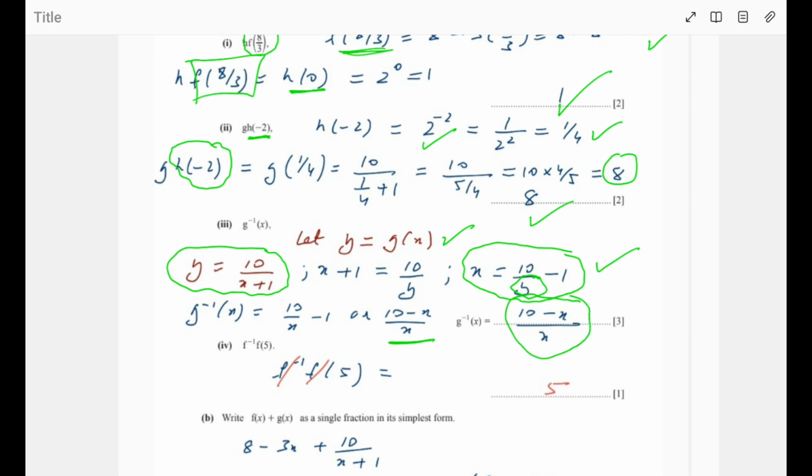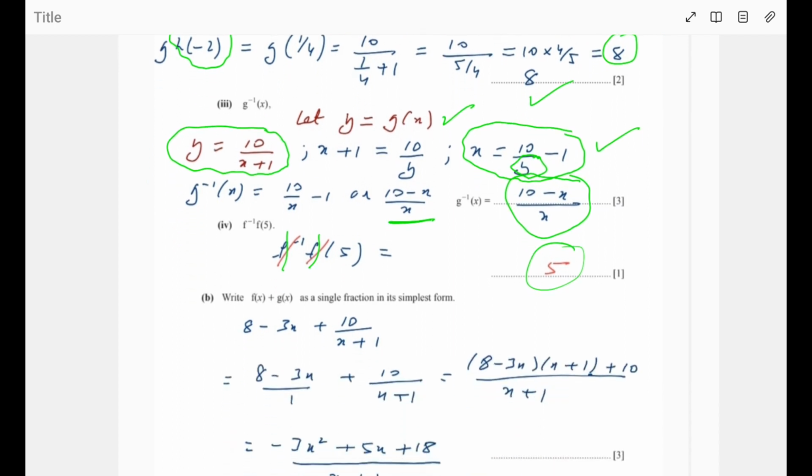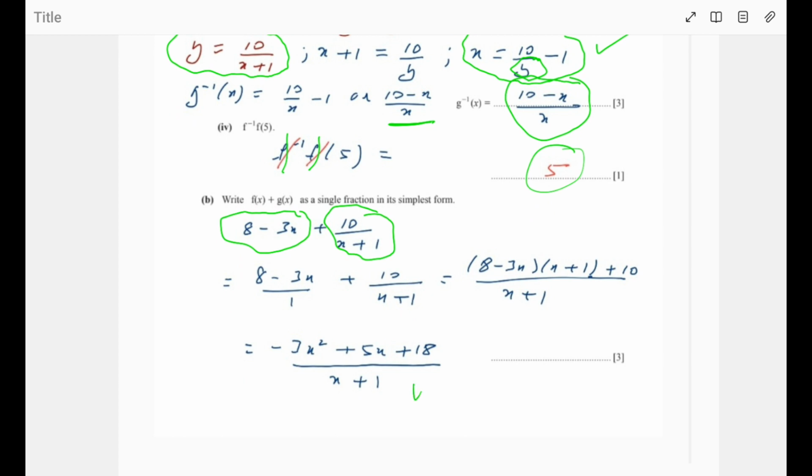In order to find f inverse f(5), f inverse and f both will cancel out and you will get 5. In order to find f(x) plus g(x), you simply plug the values of f(x) and g(x) and simplify. It's only algebra. So on simplification, you will get this as the final answer.